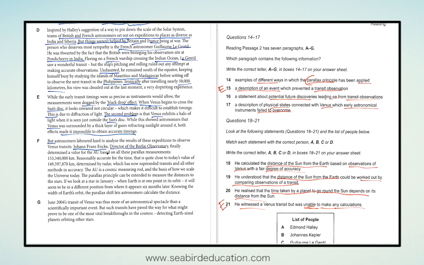Director of the Berlin Observatory, he got that reasonably accurate. Yes, parallax principle can be extended. Okay, here we've got which paragraph contains a problem. So that's F, because that parallax principle can be extended to do these other things.